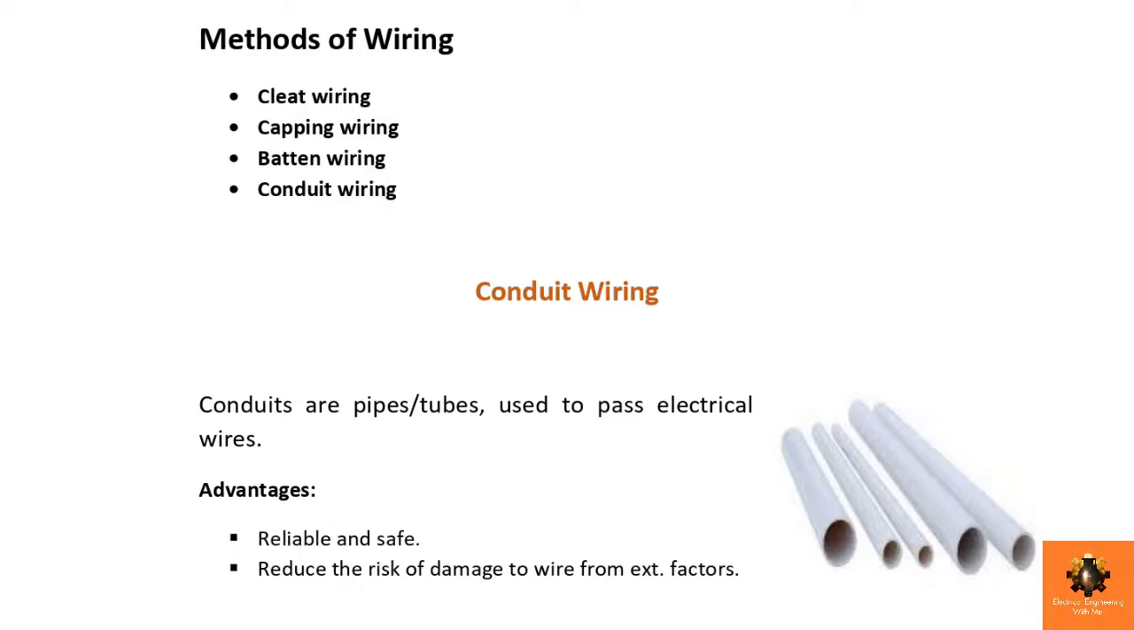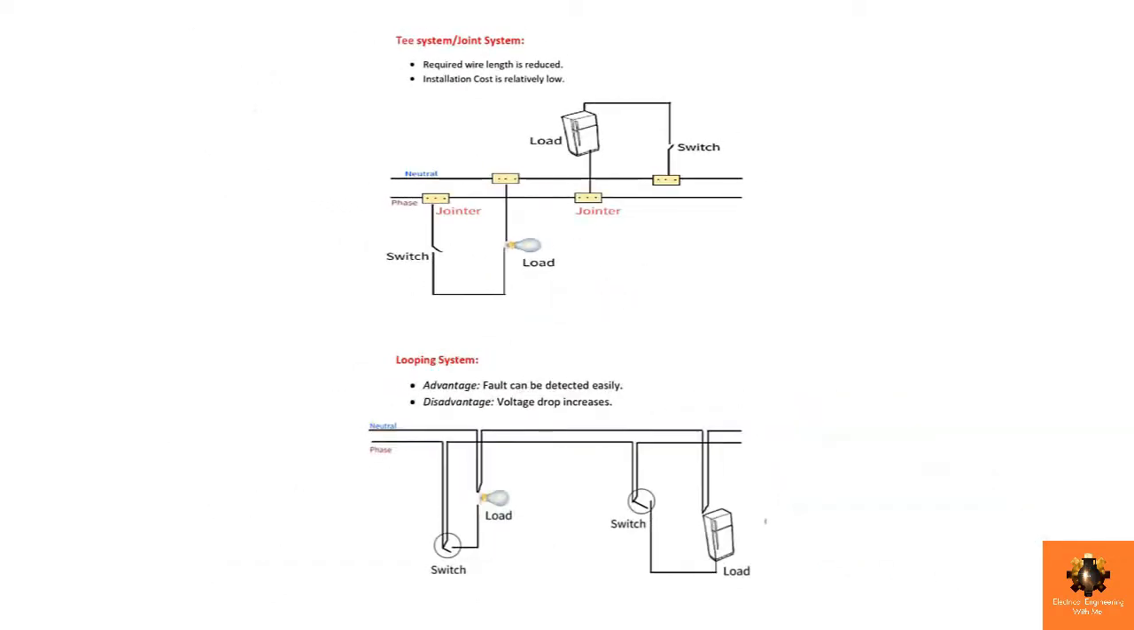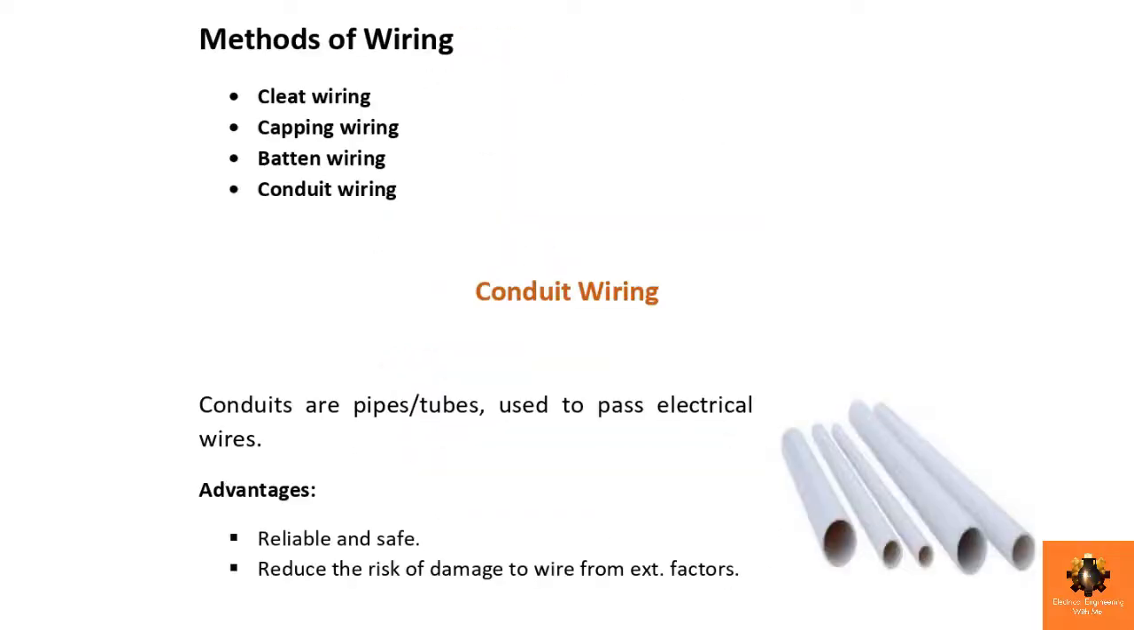Hello, welcome again. Now in this video we will discuss different methods of wiring. In the last video we discussed two different types of wiring system, and I told you the joint box wiring system is not in use at present. Instead, the looping system of wiring is much more popular and widely used. So now here we will see which is the most popular or most suitable method of wiring installation in any building.